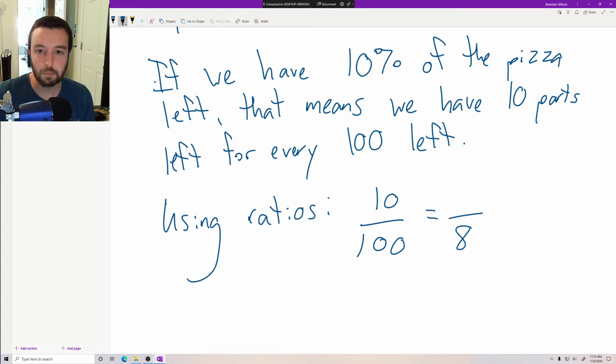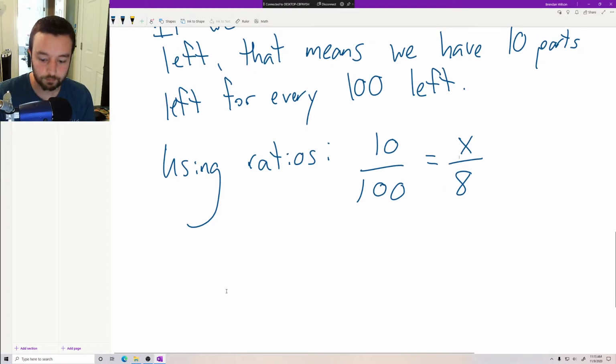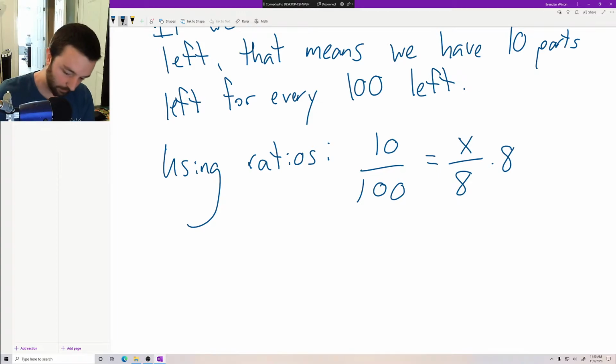Now, how many slices of pizza do we have left? We don't know. So let's call that X. And now we could use this equation to solve for x. This is just like our equations before. We just have to get x by itself, so we should multiply by 8 on both sides, right?